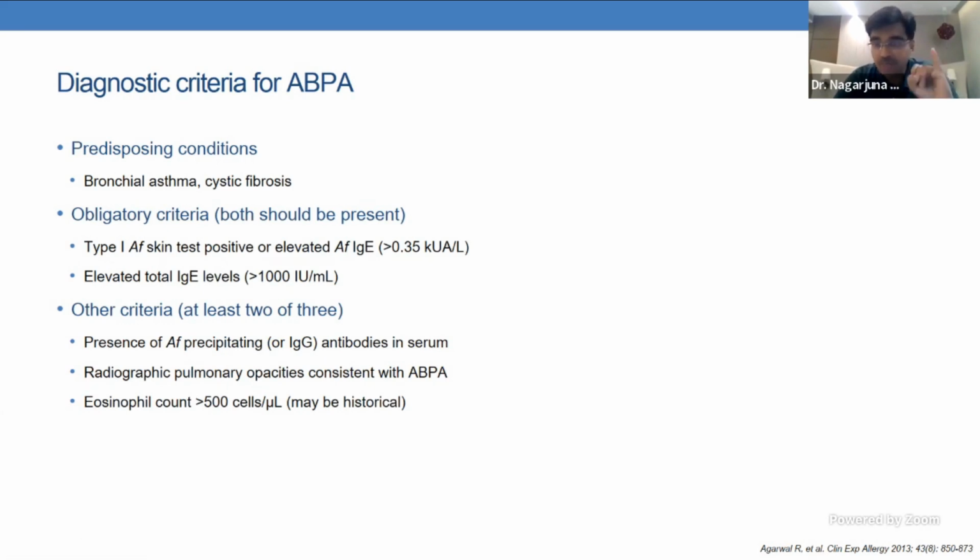So you should have a predisposing condition. You should have both the obligatory criteria and then the minor criteria. You should have 2 of the 3. So what are the 3 minor criteria? One is eosinophilia, either present or past, of more than 500 cells per microliter. You should have radiological opacities consistent with ABPA, which have been described by Dr. Khushbu Madam. And you should have either precipitating antibodies or specific IgG in the serum. So these are the 3 criteria, of which 2 have to be there.